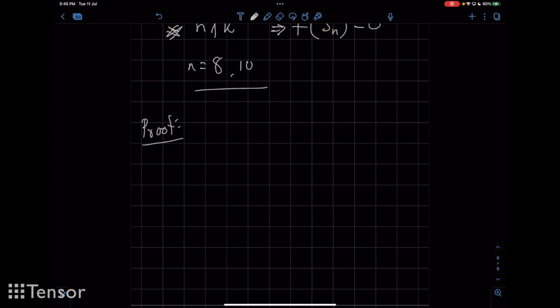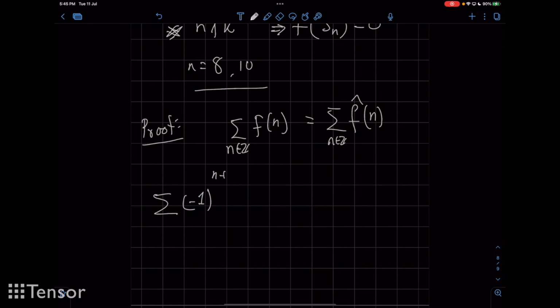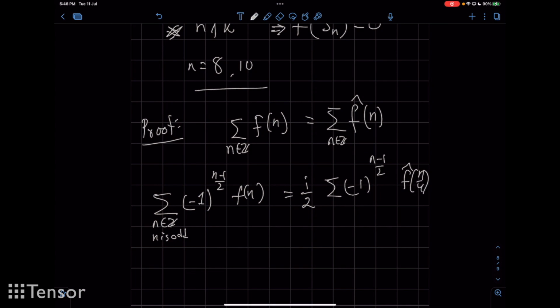Last time we proved the Poisson summation formula, that is this, where n runs over the set of integers and f hat is the Fourier transform of f. But now we are going to use another identity, that is the sum of (-1) to the (n minus 1) over 2 times f of n, where n runs over the integers such that n is odd. This is equal to i over 2 times the sum of (-1) to the (n minus 1) over 2 times f hat of n over 4, and also here n is an integer and n is odd.